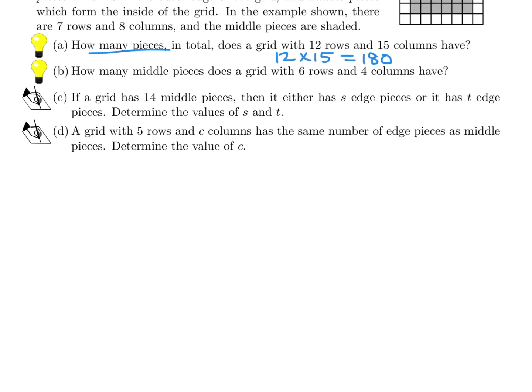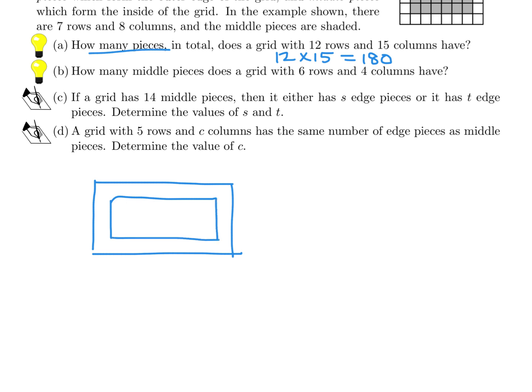If a grid has 14 middle pieces, then it either has S edge pieces or T edge pieces. Determine the value of S and T. So if it has 14 middle pieces, let's say it looks something like this, and these are the middle pieces right here. Well, 14, so how did we get 14? It could be 2 times 7, right? And is there any other way of getting 14? Yeah, I guess you could do 14 times 1. So the first example, this is 7, this is 2. And therefore this would be 9 and 4.